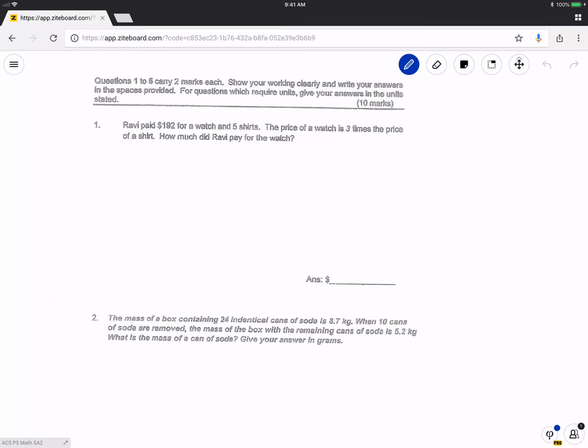And I've got this little thing jumping. Okay, ignore. Okay, let's take a look at this paper.